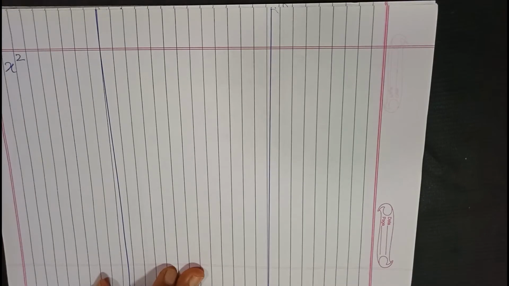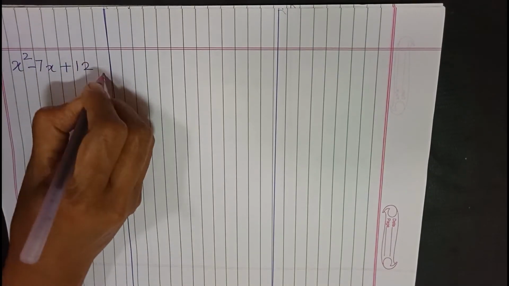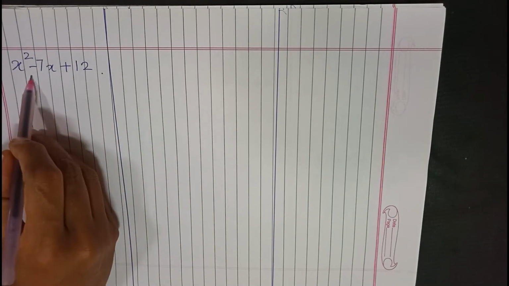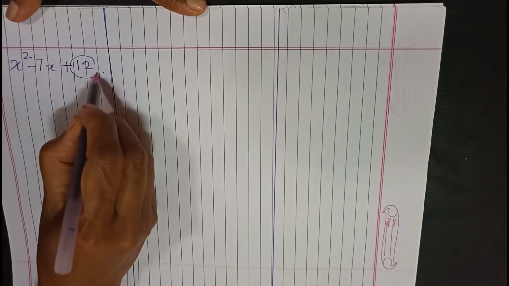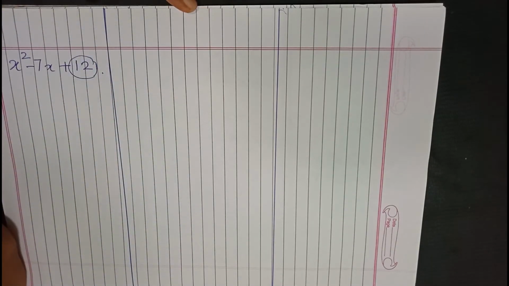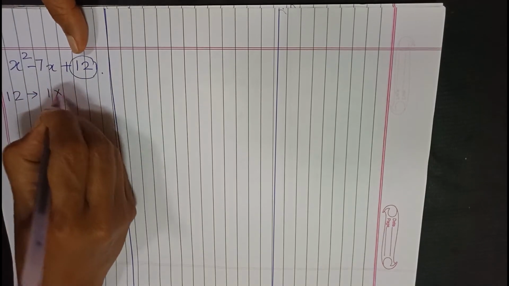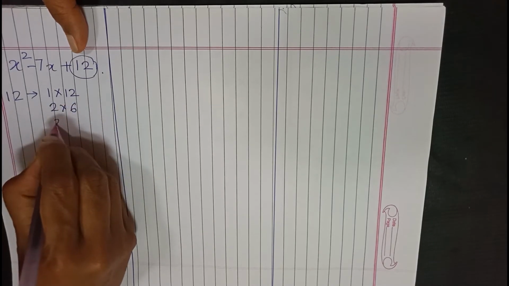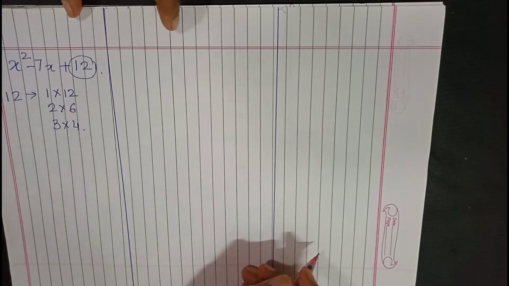So let us say I have my first expression x square minus 7x plus 12. Now you can see here the middle number is minus. Now how to see this, I'll explain. Let us first go to our process. First step, we should find all the factors of 12. So let us do that. 1 into 12 is 12, 2 into 6 is also 12, and 3 into 4 is also 12. So these are the three factor pairs we have.